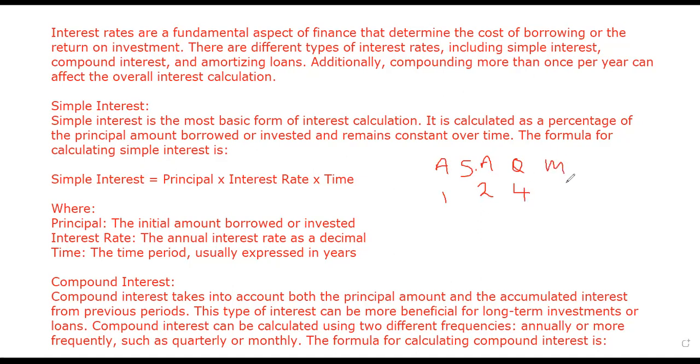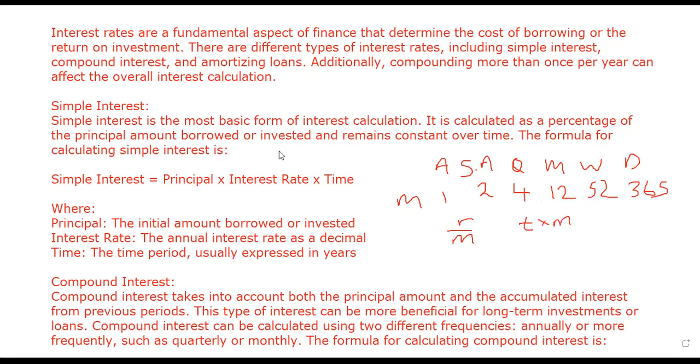Monthly, there are 12 months in a year. Weekly, there are 52 weeks in a year. Daily, there are 365. So for that very fact, you need to know that the interest rate should always be divided by the number of compoundings, which we have as 1, 2, 4, 12, and 52. And the time is always multiplied by the number of compoundings.